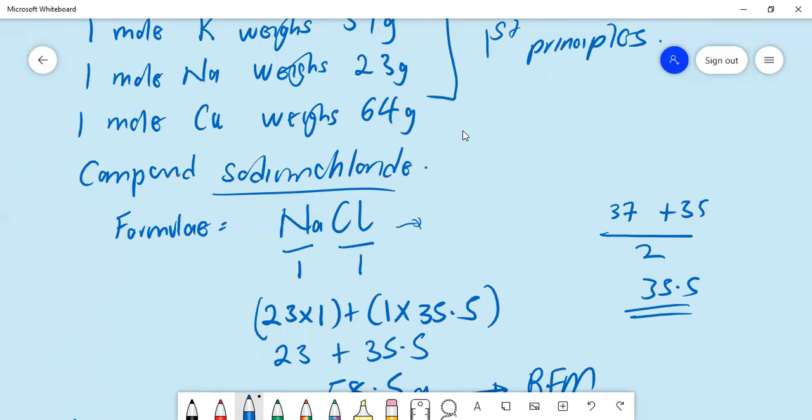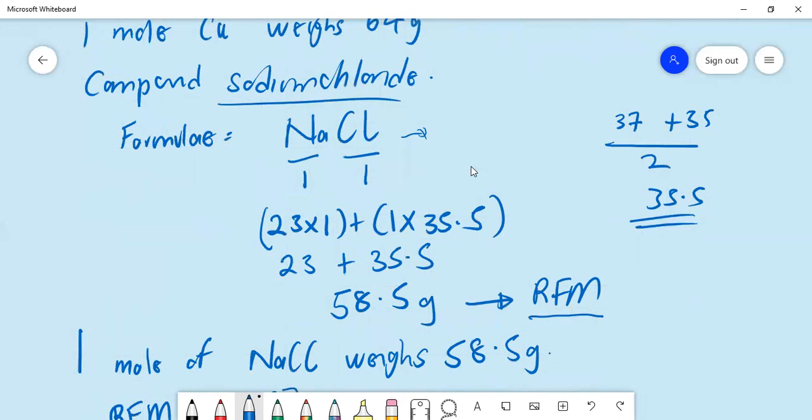Let me hope we are clear there. Are we good? Yes. Okay, I'm trying to give a review. So we got 58.5, but still here the same. It is relative. That means it's also in 1 mole.